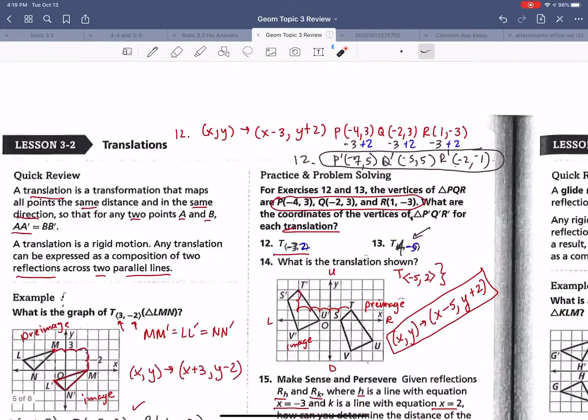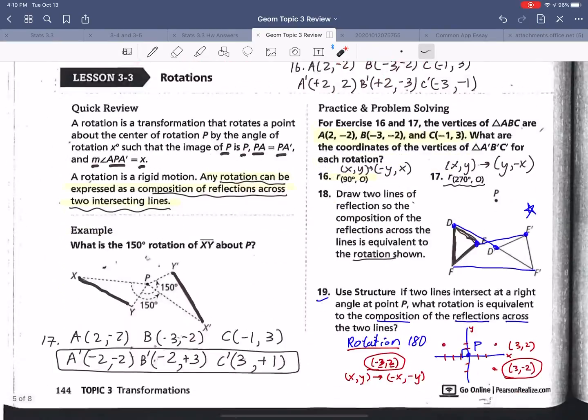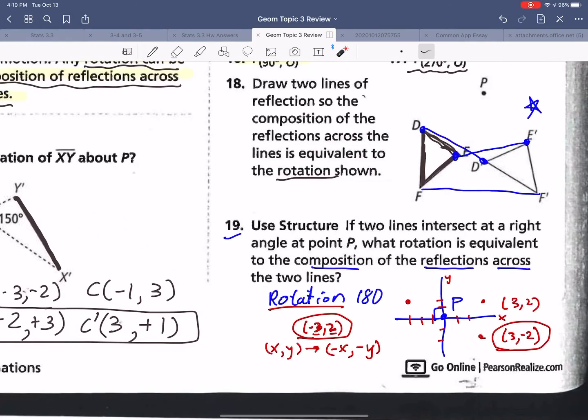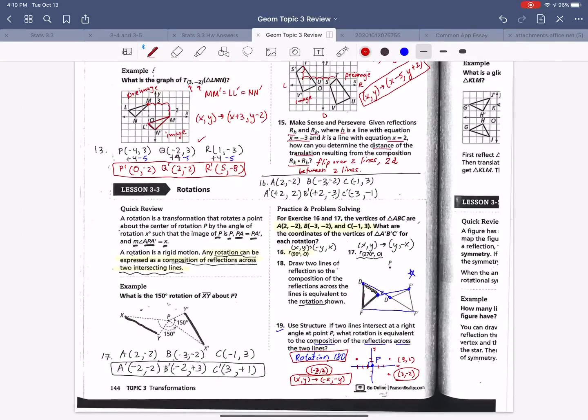So we learned here that the combination of reflecting across two lines that are 90 degrees from each other is going to be the equivalent of a rotation of 180 degrees. Cool. Okay.